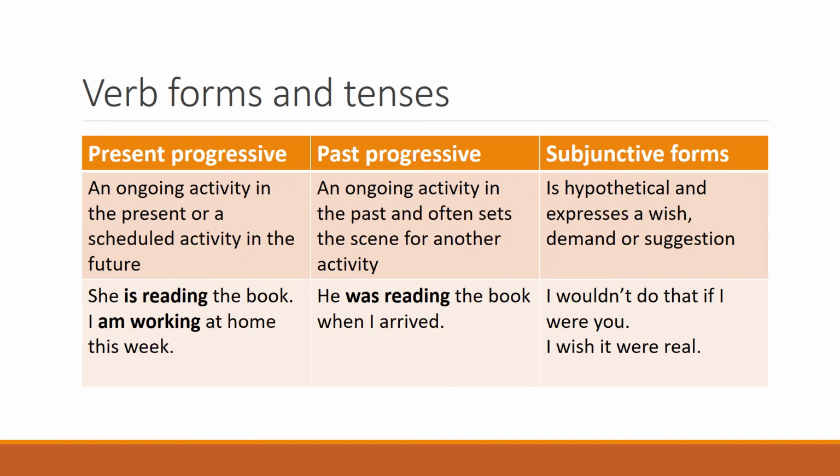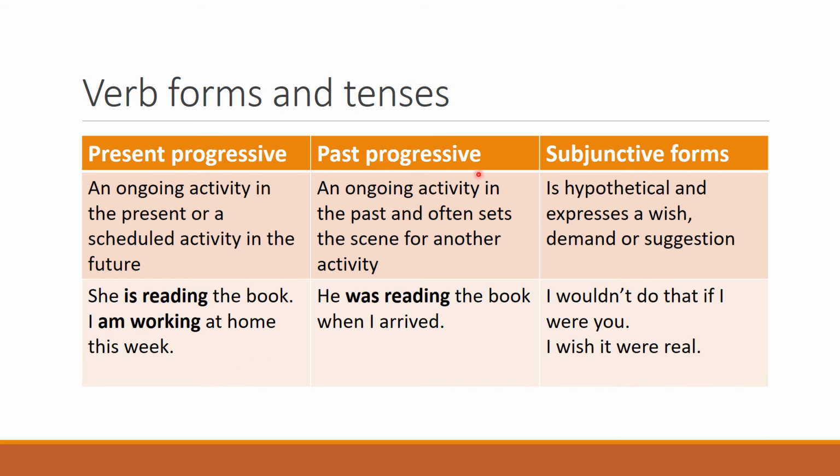So carrying on thinking about the past and present tense, we're going to think about the progressive form now. So we're going to look at the present progressive and the past progressive. In the present progressive, there is an ongoing activity in the present or a scheduled activity in the future. So I've got two examples here. She is reading the book describes an ongoing activity in the present, and then I am working at home this week describes a scheduled activity in the future.